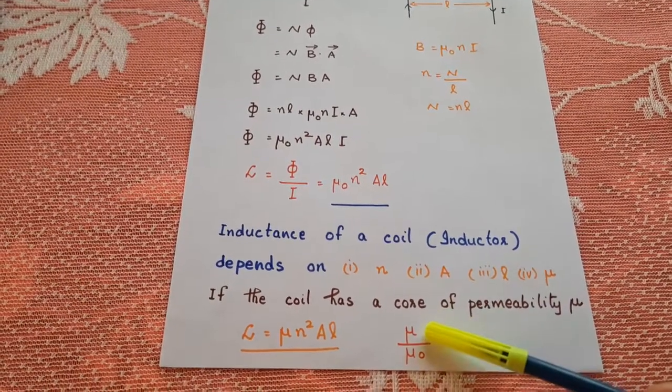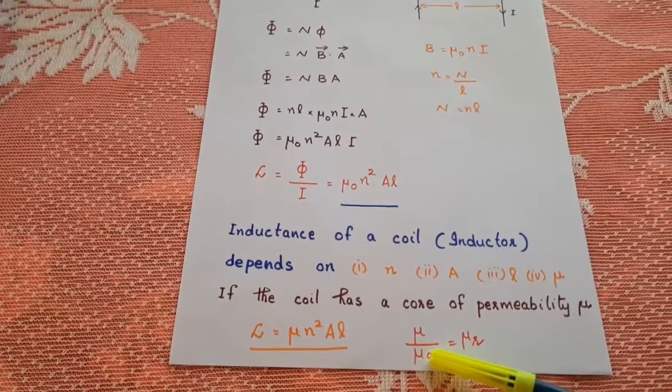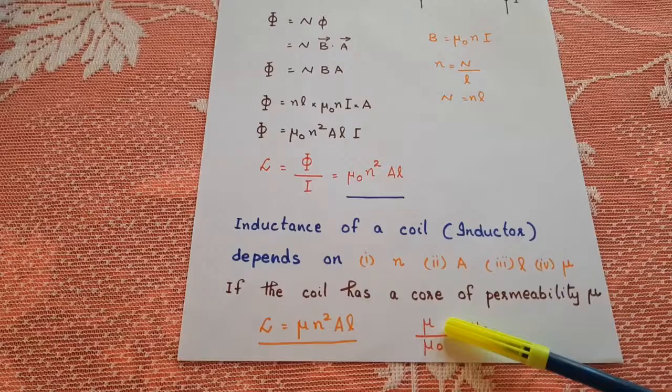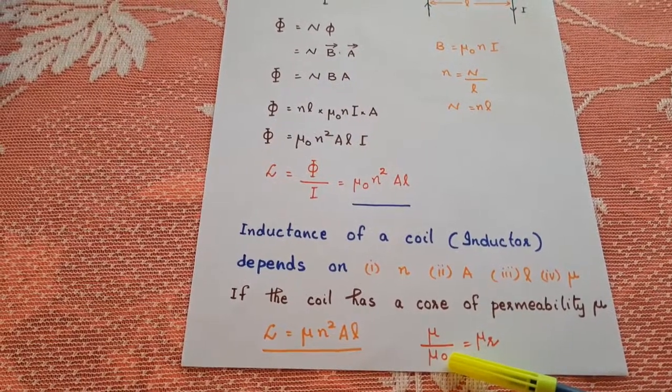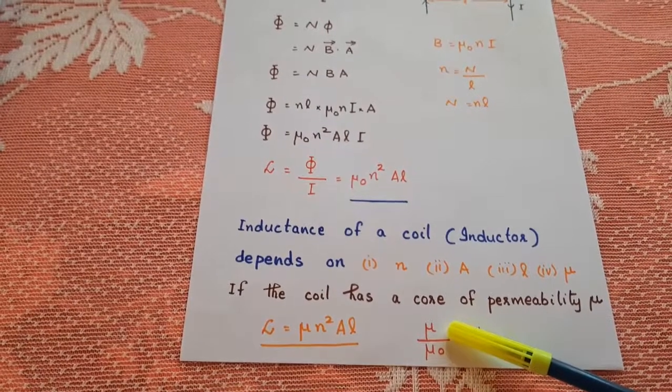For a diamagnetic substance, mu is less than mu0. For a paramagnetic substance, mu is slightly greater than mu0, and for a ferromagnetic substance, mu is very much greater than mu0.